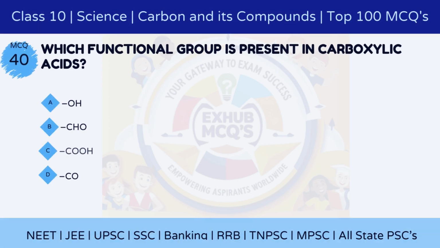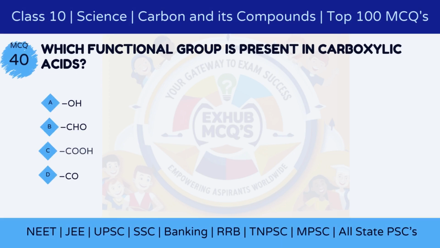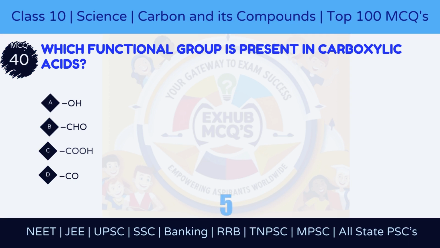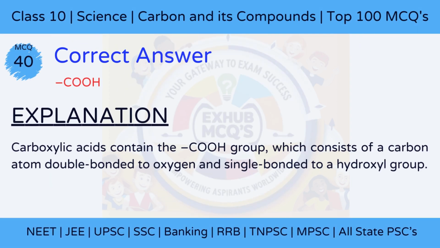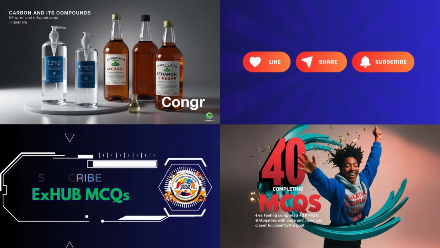MCQ 40. Which functional group is present in carboxylic acids? Option A, OH. Option B, CHO. Option C, COOH. Option D, CO. The correct answer is option C, COOH. Carboxylic acids contain the functional group COOH, consisting of a carbon atom double bonded to oxygen and single bonded to a hydroxyl group.